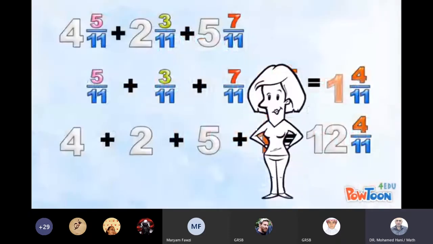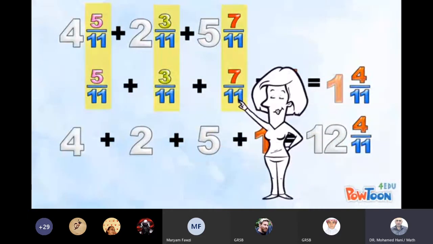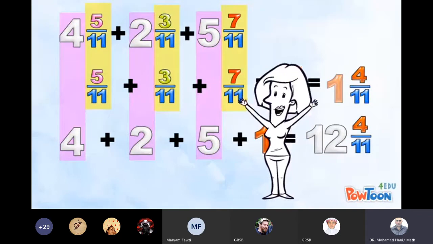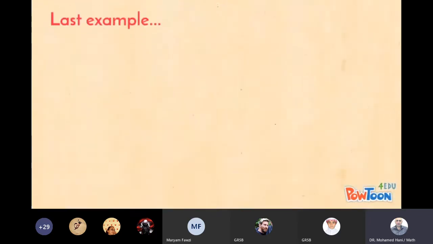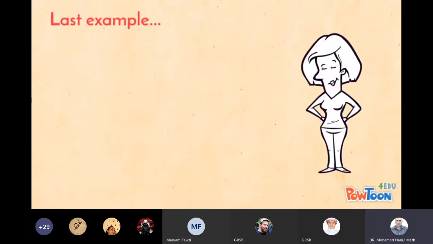And by the way, did you notice how I kept all my fractions and whole numbers exactly in line with the originals? This lets me make sure I haven't left anything out. Set your work out like this too. It'll help you as you develop this math skill. Last example, and then it's your turn.